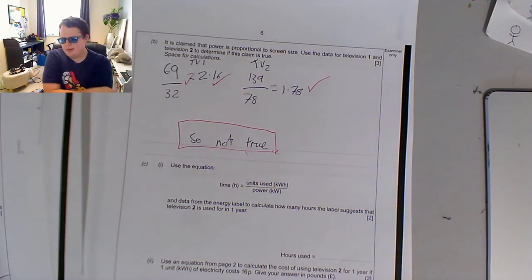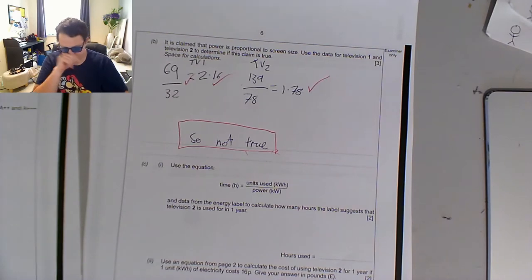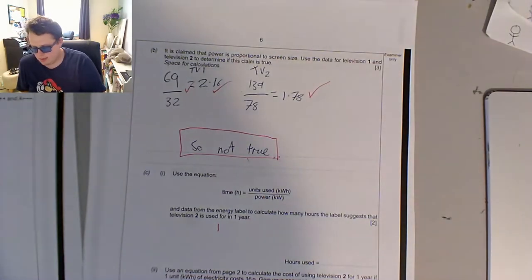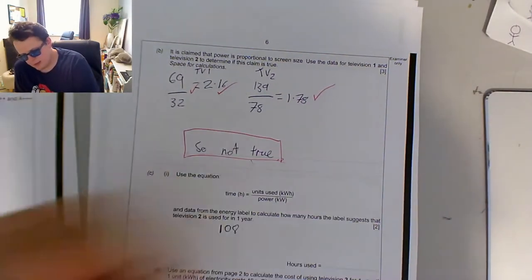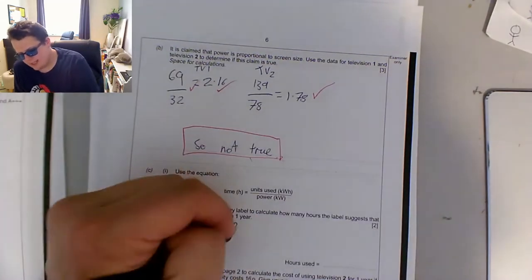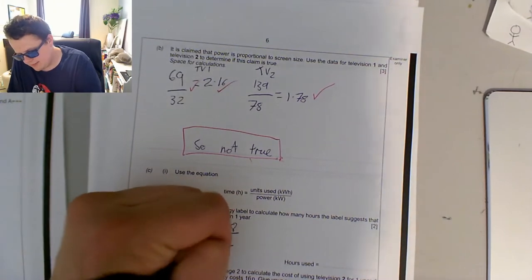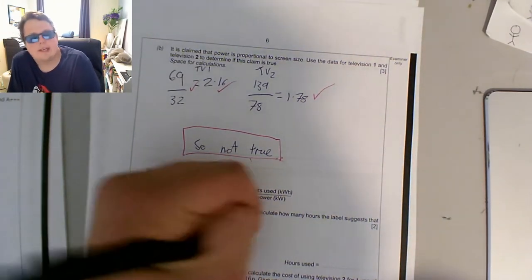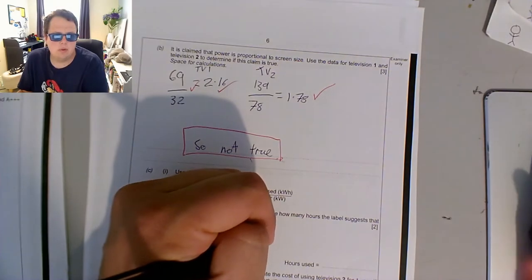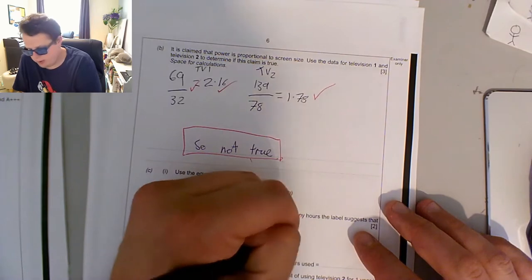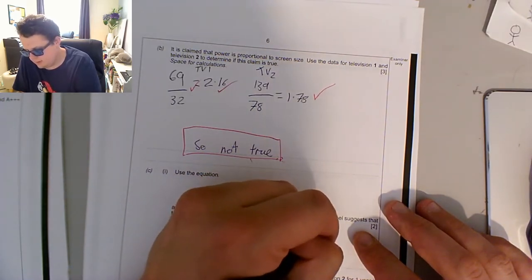Use this equation: time in hours is units used in kilowatt hours divided by power in kilowatts, to see how many hours TV2 is on for. So TV2 has a number of units of 108. Now it's got a power in watts of 78, but it wants it in kilowatts. So we need to put that into kilowatts. We do 78 divided by 1,000. That gives us an answer of 1,384.6 hours. Which is fine.